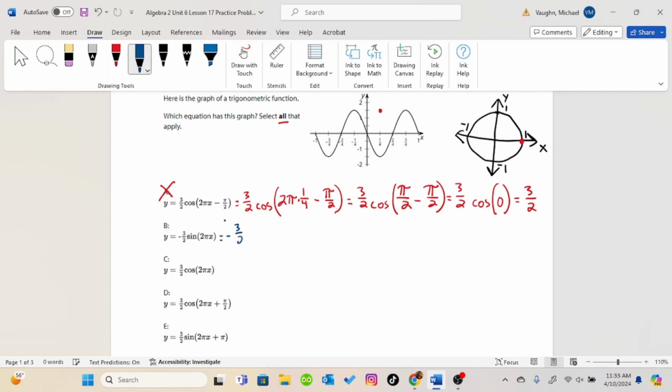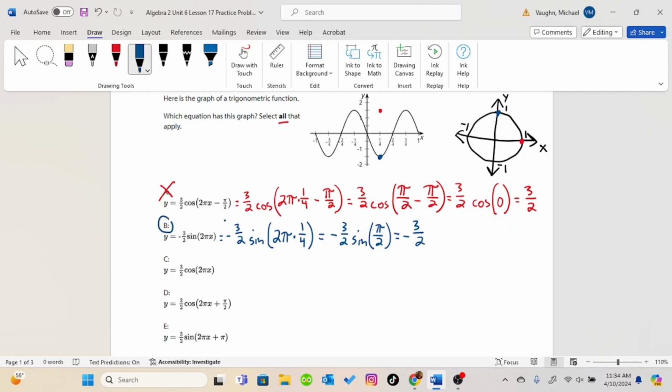We have negative 3/2 times sine of 2 pi, and again I'm going to use 1/4 as my test value for x. 2 pi times 1/4 is 2 pi over 4, which simplifies to pi over 2. Now pi over 2 is at the top of our circle, and sine is our y value. So this becomes negative 3/2 because our sine at pi over 2 is 1, and 1 times negative 3/2 is negative 3/2. And that puts us in the proper place.